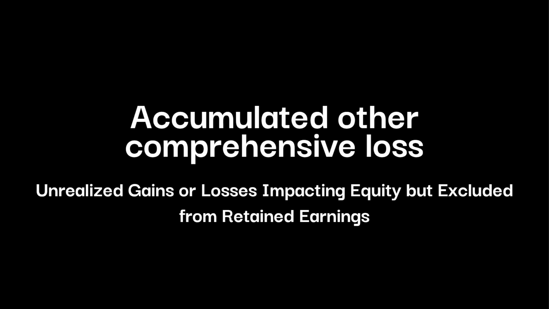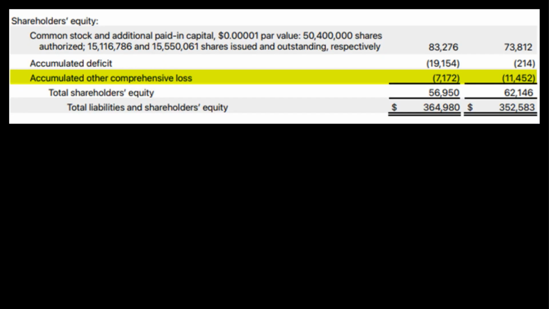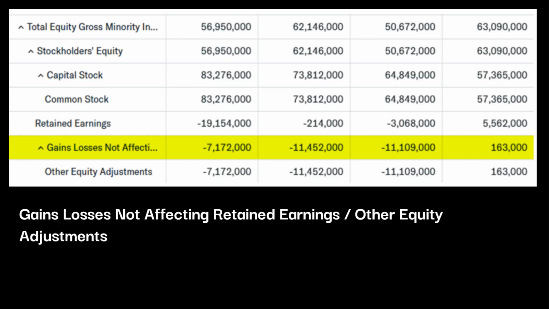Okay, accumulated other comprehensive loss. This is unrealized gains or losses impacting equity, but excluded from retained earnings. And you can see over here, accumulated other comprehensive loss, 7,172. Then you can see over here the negative 7,172. You have other equity adjustments, and then it rolls up into gains, losses not affecting retained earnings.